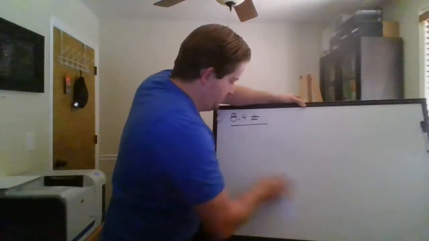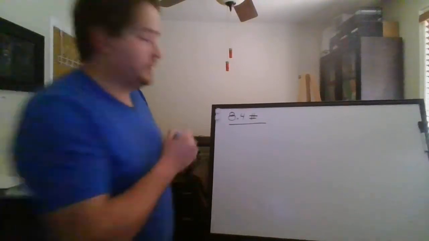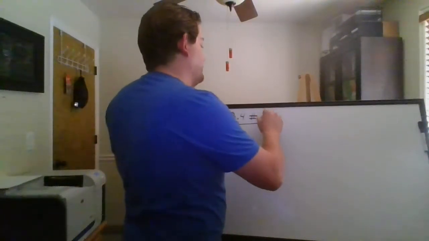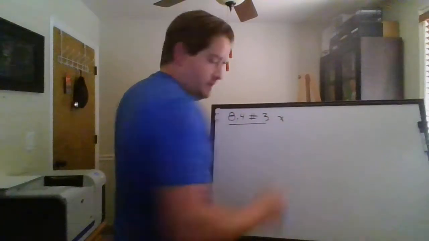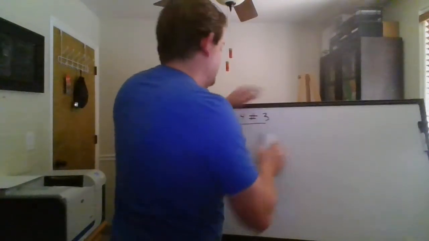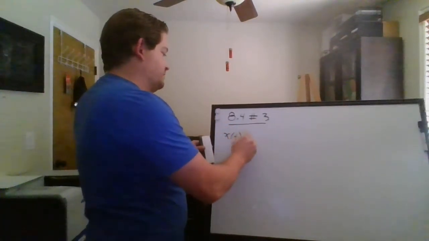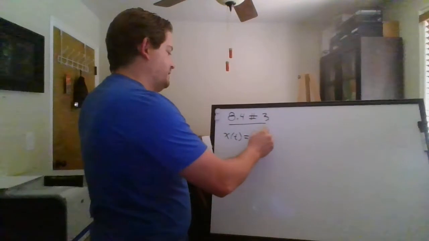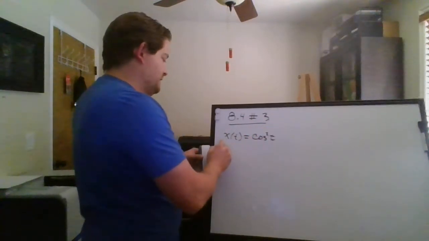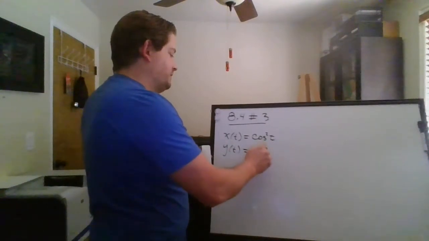The next one is number 3. Number 3 is another similar type of problem. It's x of t is equal to cosine squared of t, and y of t is equal to sine squared of t.